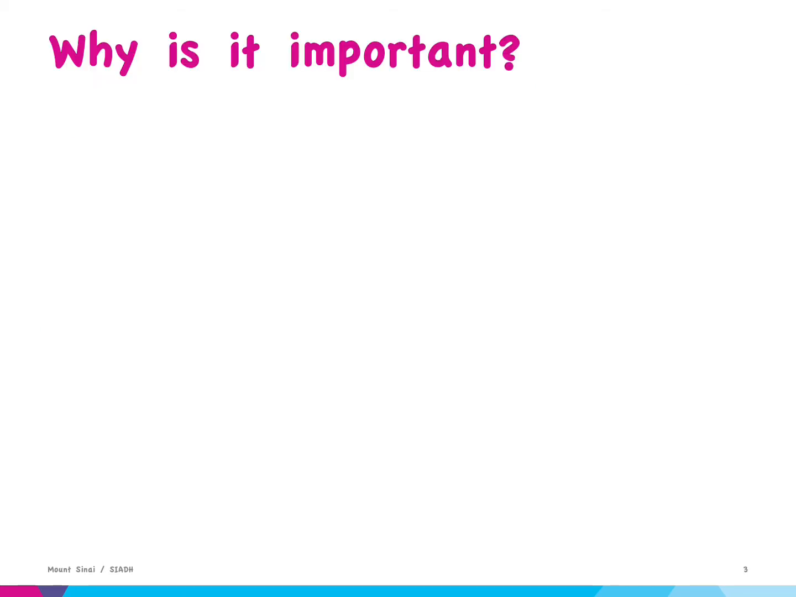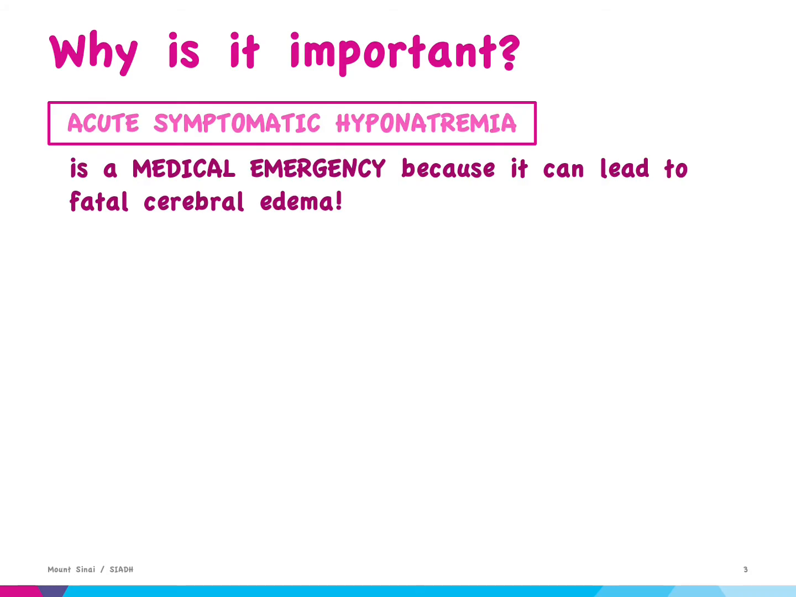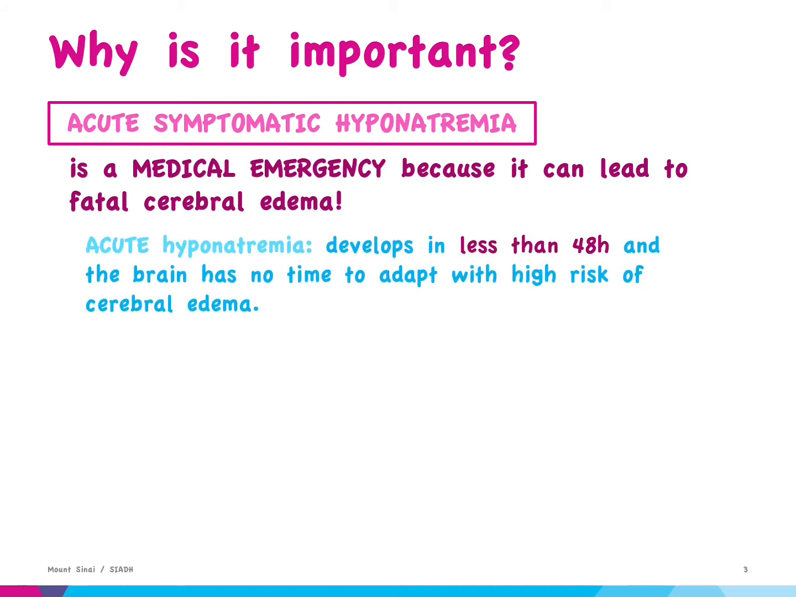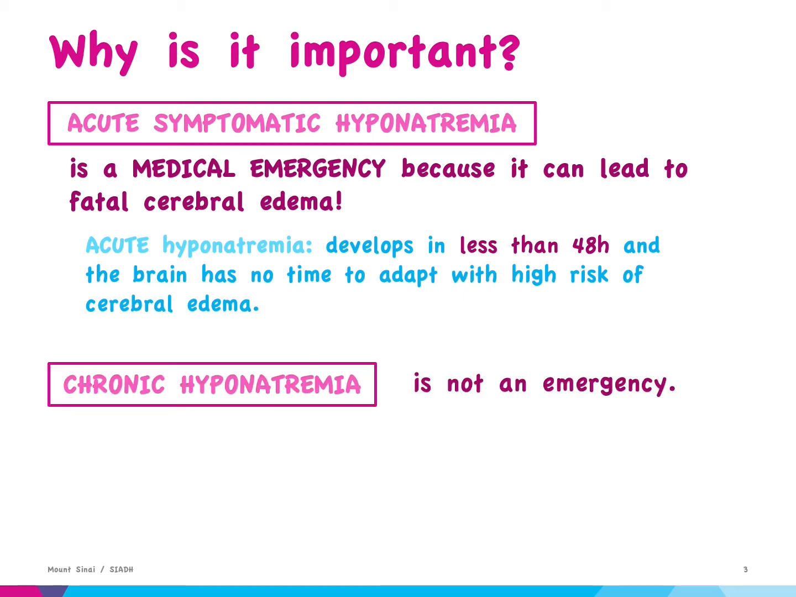Why is it important? Acute symptomatic hyponatremia is one of the medical and oncological emergencies because it can lead to fatal cerebral edema. We define acute when the hyponatremia develops in less than 48 hours, which means that the brain will not have enough time to adapt to the change in osmolality, and this will bring a high risk of cerebral edema. On the other side, chronic hyponatremia is not an emergency.